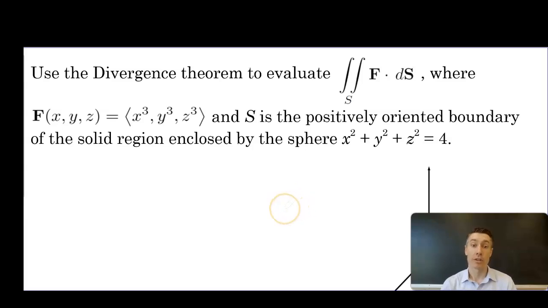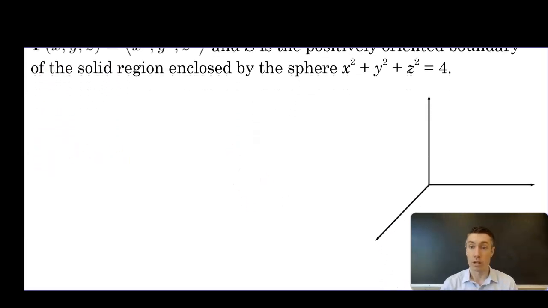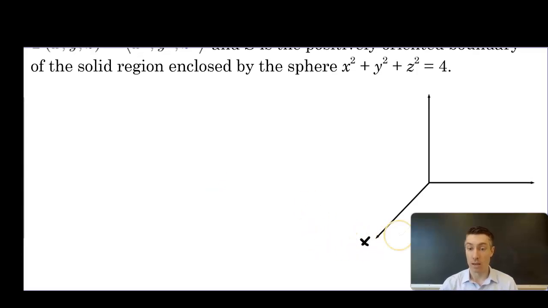So use the divergence theorem to evaluate the double integral of F dot dS, where the vector field is x cubed, y cubed, z cubed, and S is the positively oriented boundary of the solid region enclosed by the sphere x squared plus y squared plus z squared equals 4. Okay, so first thing I like to do is draw out the region just to make sure that it is closed. Now here we have a sphere, so we don't have to go through the process for this particular example, but I think it's a good habit to get in.